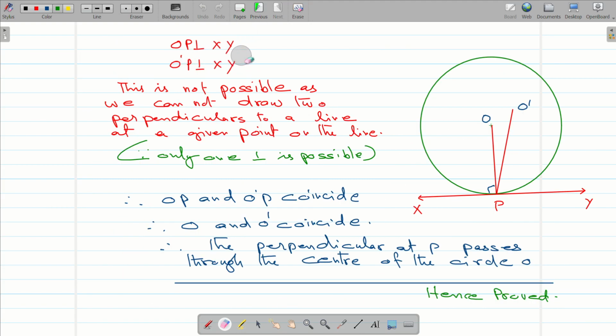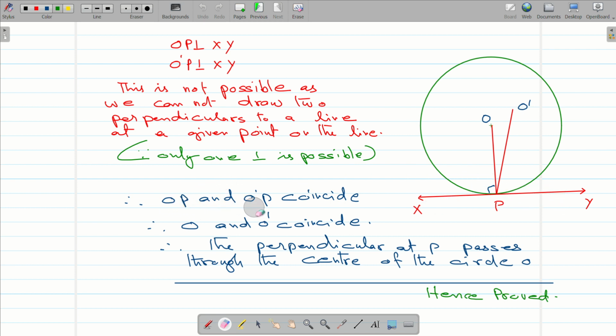OP is perpendicular to XY and O dash P is perpendicular to XY. This is not possible, as we cannot draw two perpendiculars to a line at a given point on the line. Only one perpendicular is possible to be drawn at a point on a particular line.